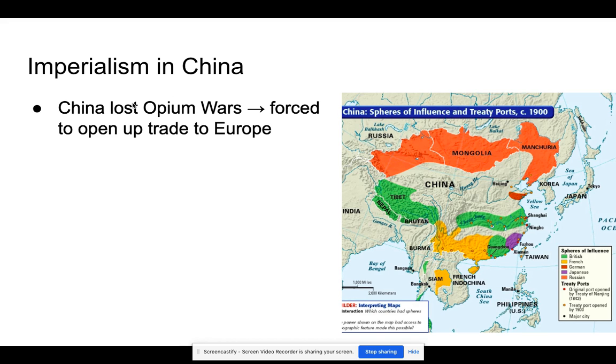Our keyword here is imperialism. What do you guys remember about this word? What does imperialism mean?